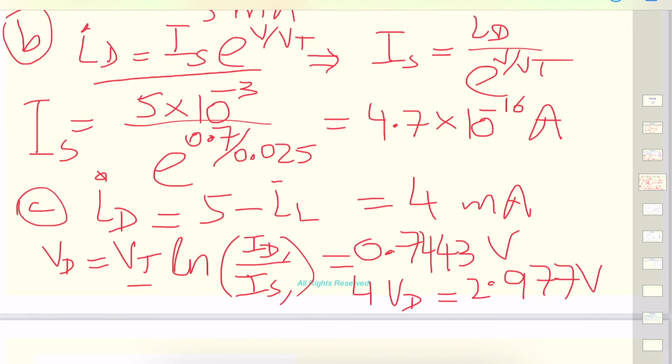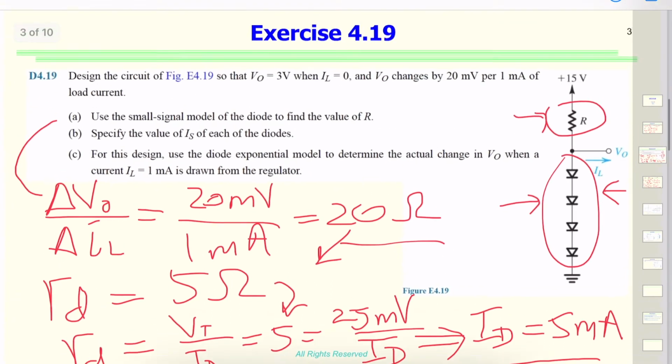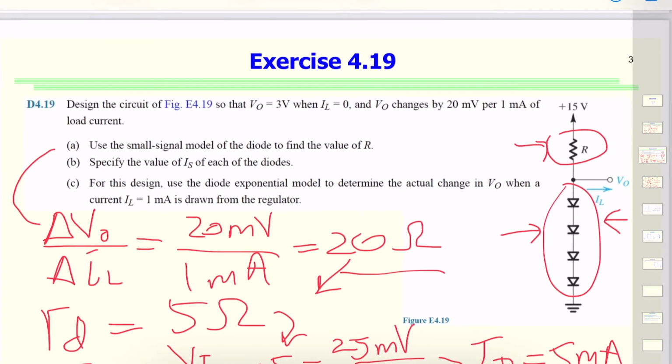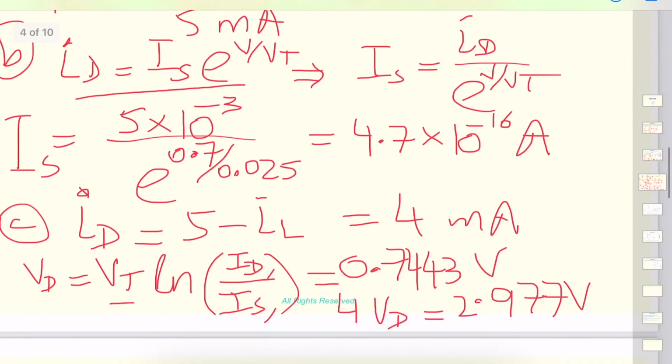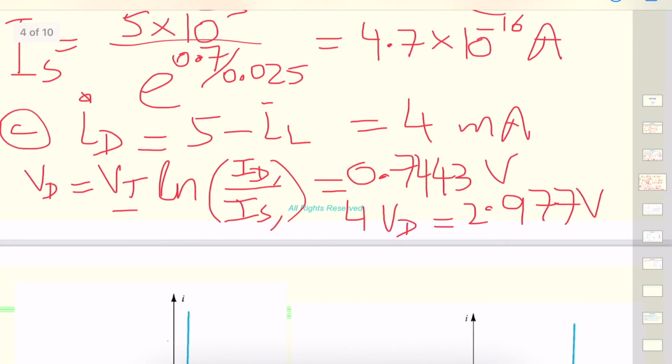So if you look at it, the question took us from the output voltage of 3 volts to finding how this would change if the current changes from 0 to 1 milliamp. So the difference is between 3 minus 2.977. That's the answer, and that's 23 millivolt for the change in the output voltage.